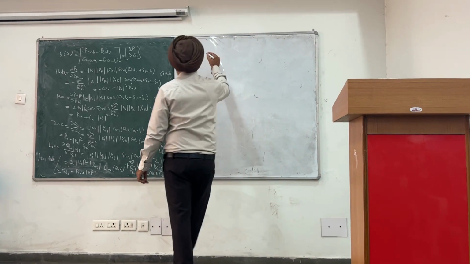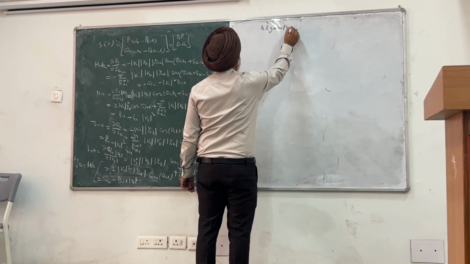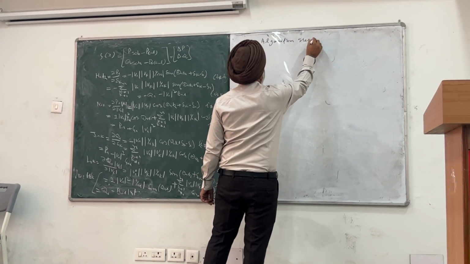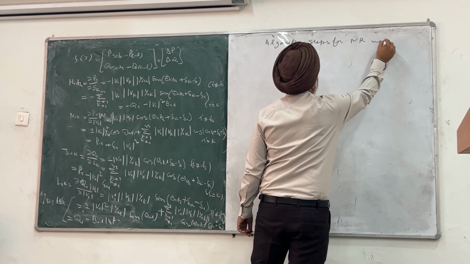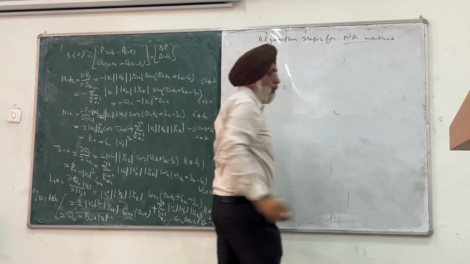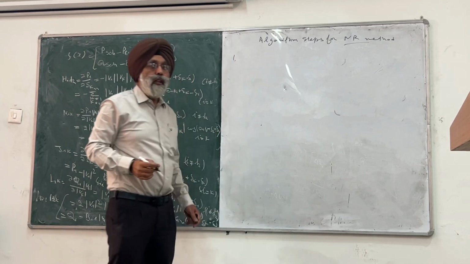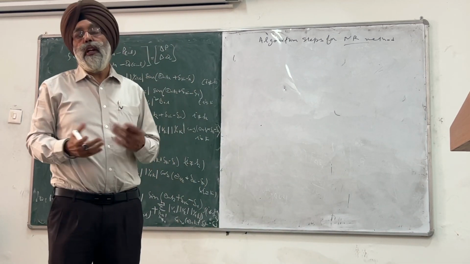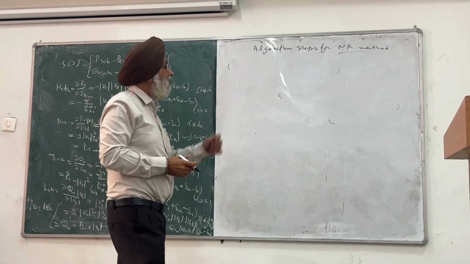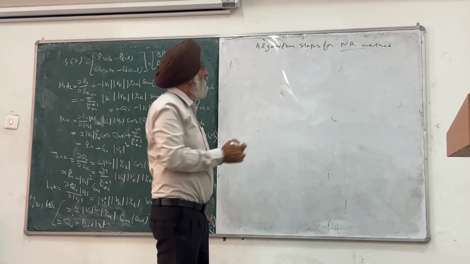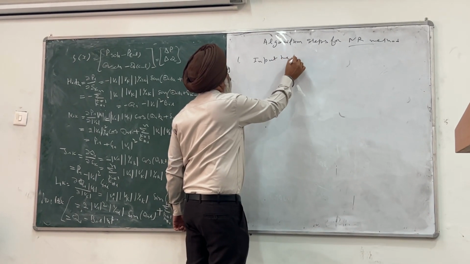So, algorithm steps for the iteration method. The first step, number one, is to input the data, as we did in the case of the Gaussian method. Similarly, we also have to input the information which we have.